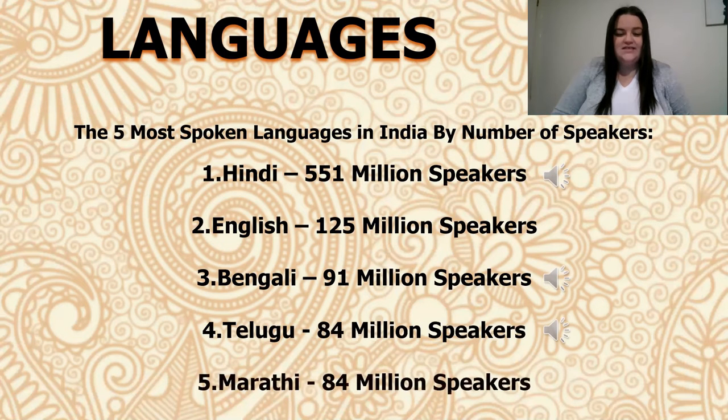And last but not least, number 5 is Marathi, also with 84 million speakers. Like Bengali, Marathi is also an Indo-Aryan language that serves as an official language of states in the western portion of the country, including Goa and Maharashtra. There are approximately 42 different dialects spoken of Marathi.